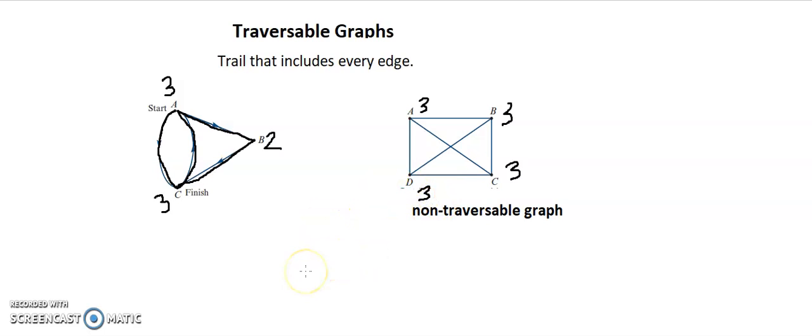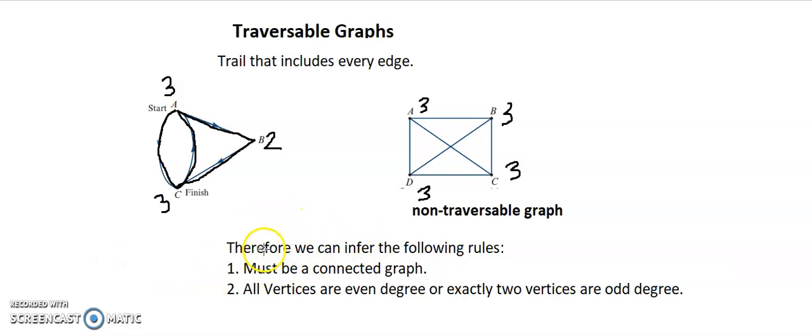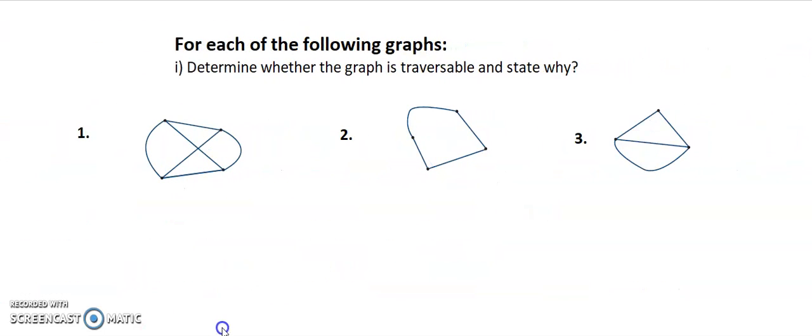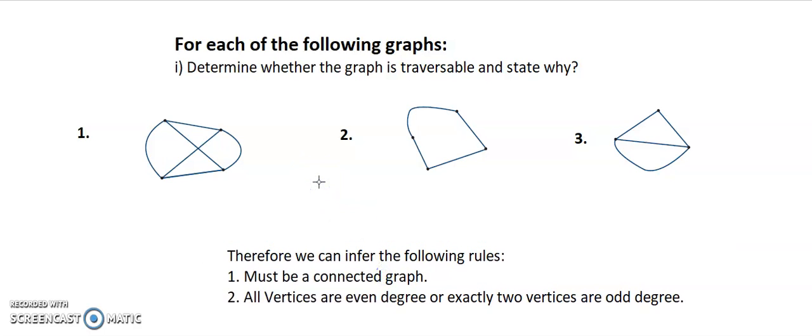Now, the more we do and trial this, we are going to work out two rules. They must be a connected graph, because otherwise we can't have a trail. And all the vertices have an even degree, or exactly 2 vertices, which we found over here, have an odd degree. So we're going to use that rule, and on top of doing it, we're going to do trial and error and see if we are able to determine if these are traversable and state why.